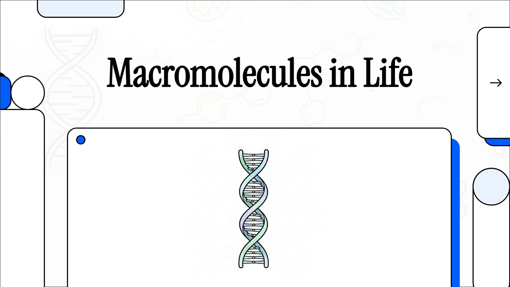In this explainer, we are diving deep into the absolute chemistry of life itself. We're going to look at the fundamental building blocks that make up every single living organism on this planet. We're getting into not just what these molecules are, but how their highly specific shapes dictate exactly what they do.